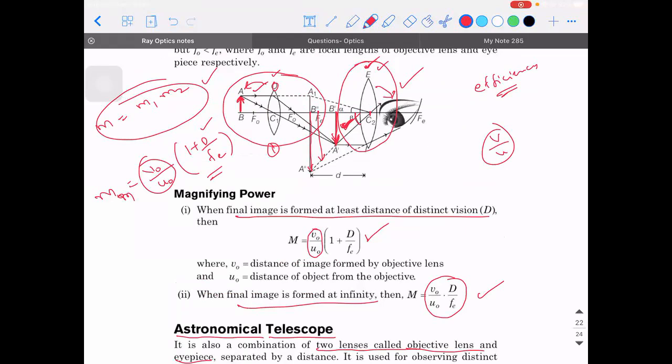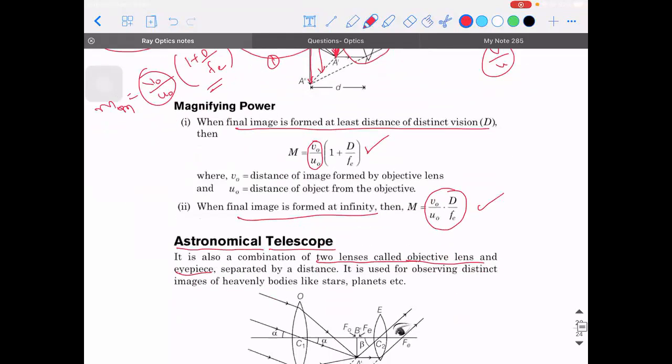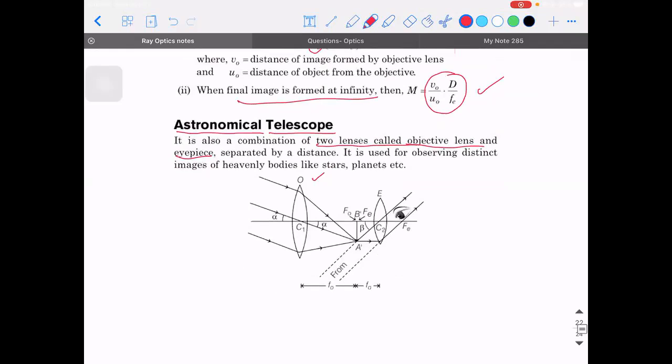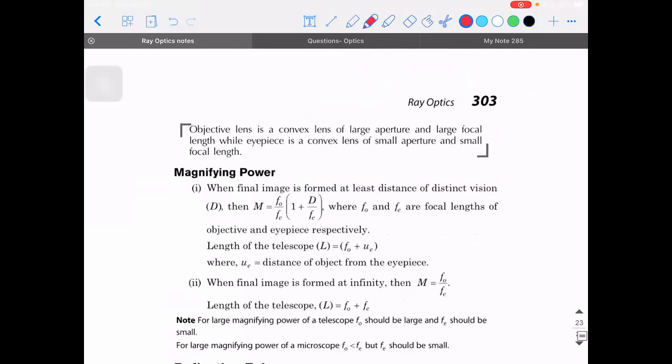Simple logic: the larger the aperture, the more the brightness, because a larger aperture allows more light to pass through. In a telescope, we need more light to come from the far away objects. That is why the objective is bigger and the eyepiece is smaller. It is a combination of two lenses separated by a distance, used for observing distant images of heavenly bodies like stars, planets, etc.